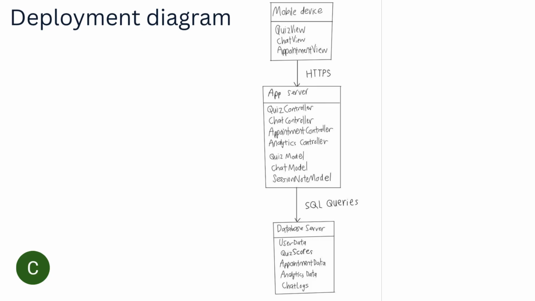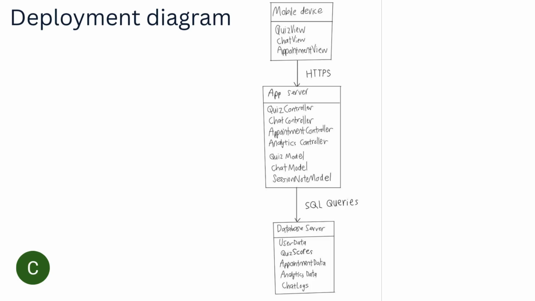The deployment diagram of this system consists of three nodes or hardware devices, which are the mobile device, app server, and database server. Within each node, there are software components. The users, like students and counselors, will interact through the mobile app.